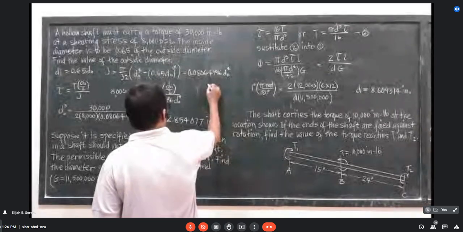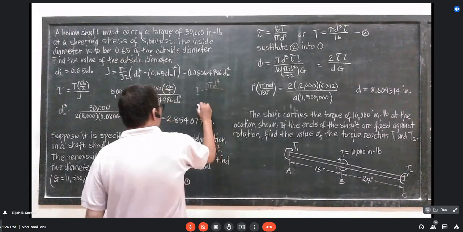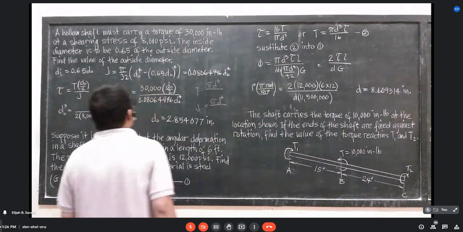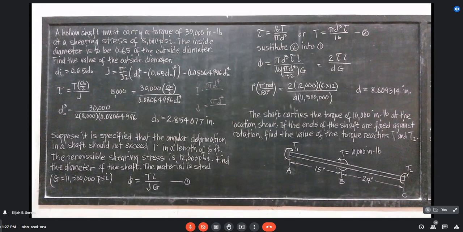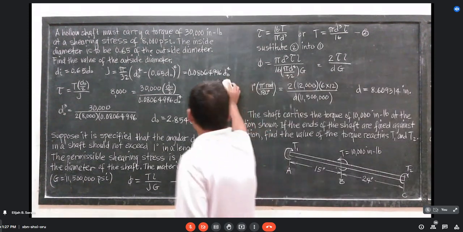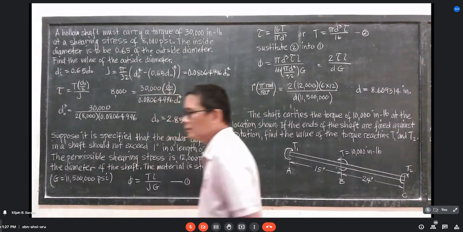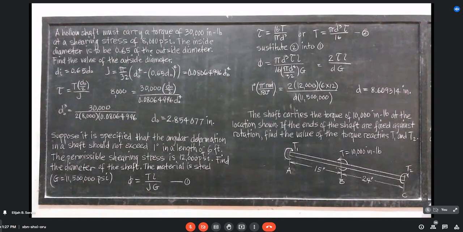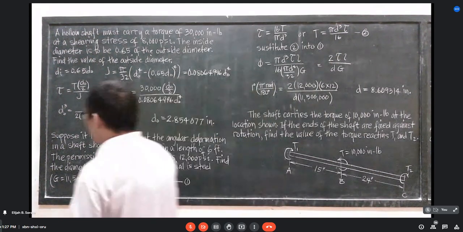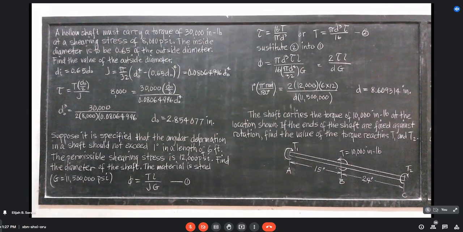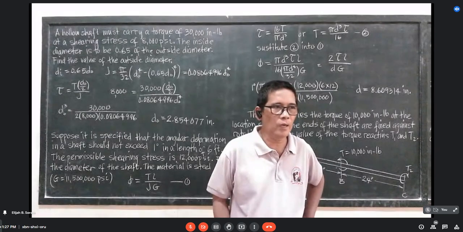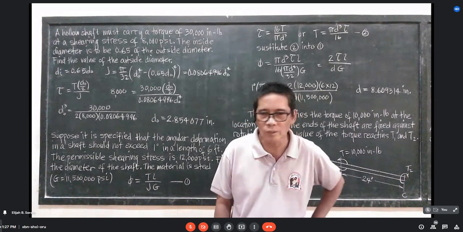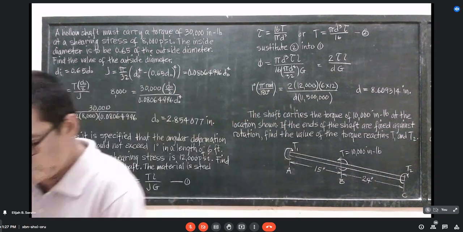For a circle, I is pi D to the fourth over 64, and J is pi D to the fourth over 32. Do you have that in your notes? Try to correct your notes. Pi D to the fourth over 64 is for I, and pi D to the fourth over 32 is for J, for a circular cross-section. Did you find it? Did you see it? Last meeting, for J, it was pi D to the fourth over 32. Can you remember, do you have it in your notes now?